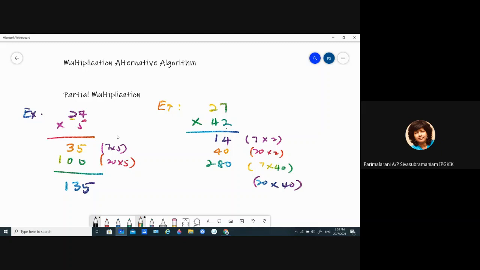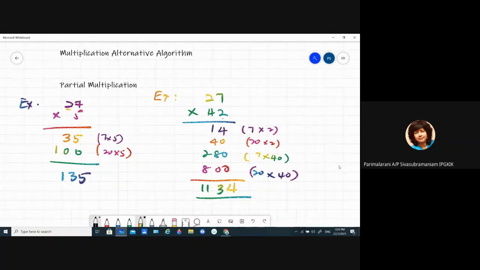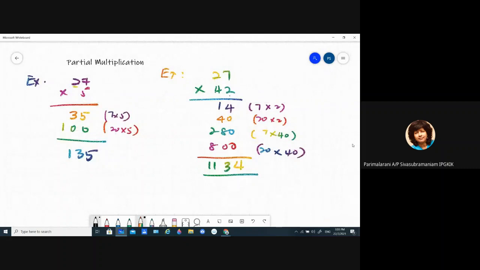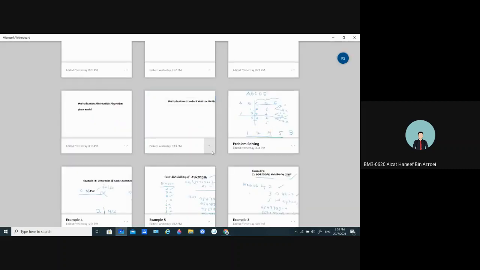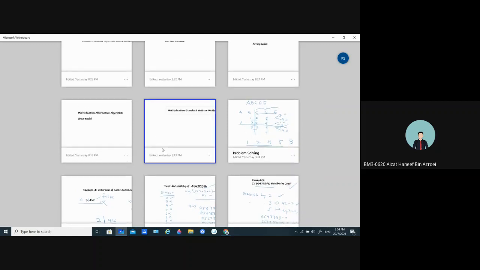20 times 40 is 2 times 4, which is 800. Adding them up gives 1134. This is called partial multiplication. This actually follows the area model, which you will see later. It's more like the standard written method, but in the standard written method usually we don't show all the steps.